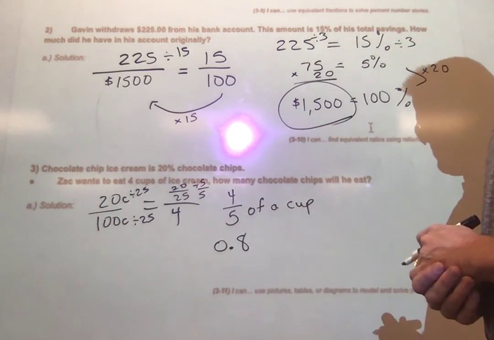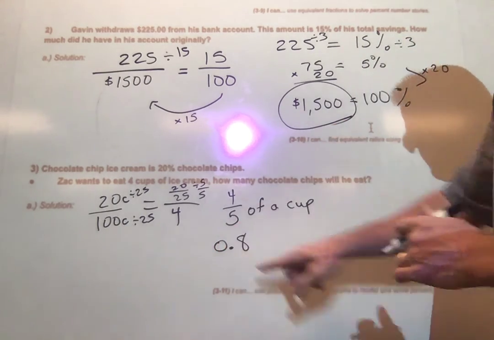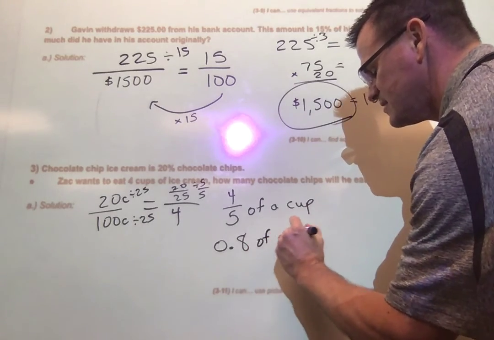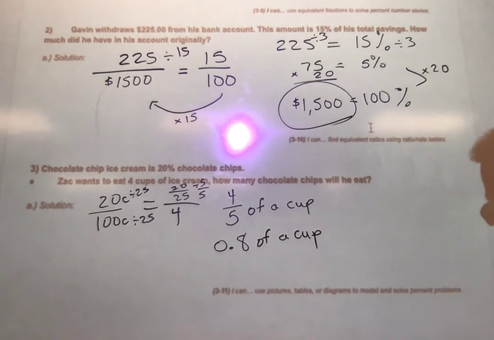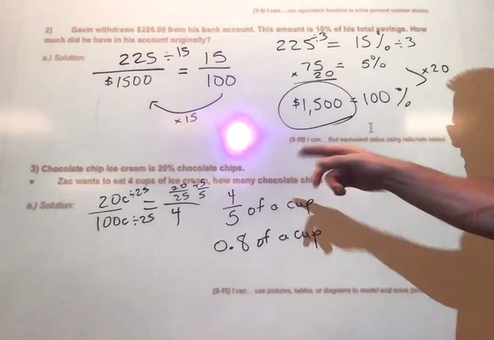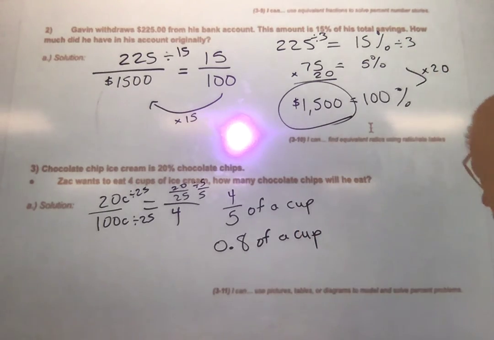4/5, remember, is 80%, or 8/10 of a cup in this case. Both these answers would be equivalent. They're the same thing, but he would be eating 4/5 of a cup of chocolate chips if he ate that ice cream where 20% of it was chocolate chips. And so making sure you have all these copied down and identifying the difference between these types of problems and how to solve those.